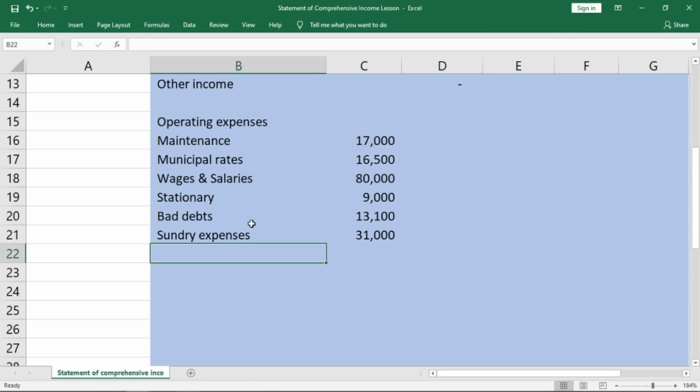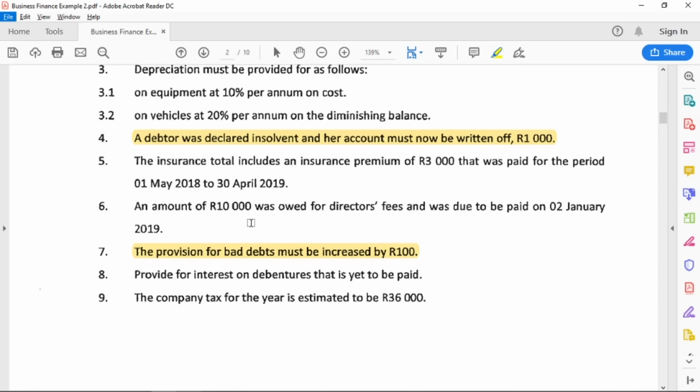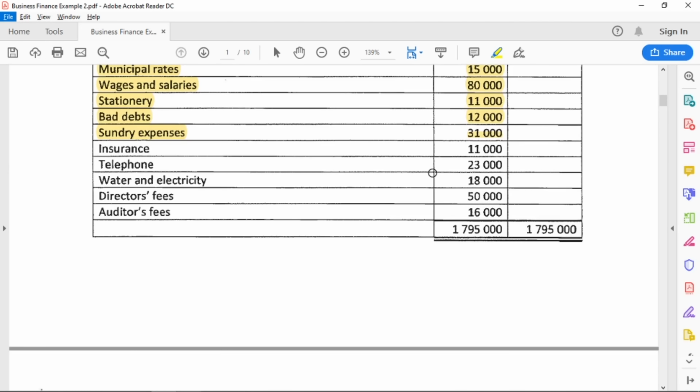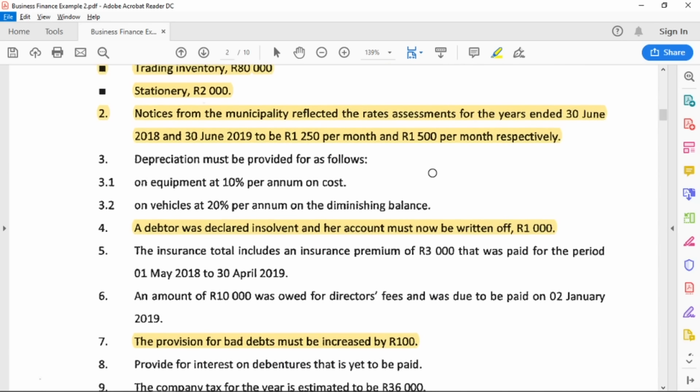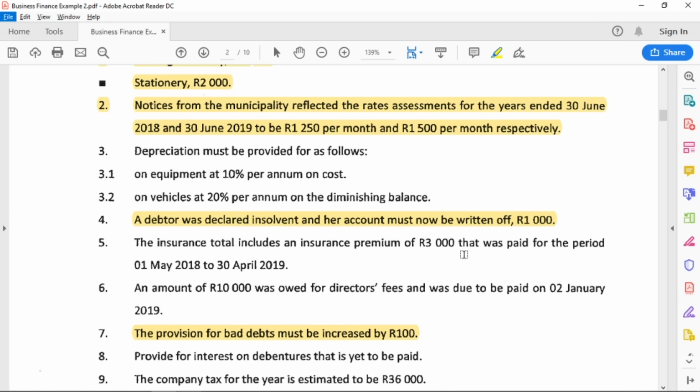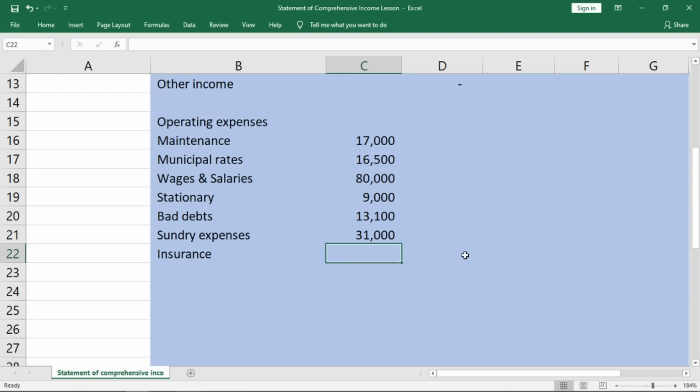So first let's write insurance. Remember, we are given an insurance figure here of 11,000 rand, and we're told inside that 11,000 rand it includes an insurance premium of 3,000 rand that was paid for the period 1 May 2018 to 30th of April 2019. So first let's calculate what we do not need during this period. Let me do that just outside over here. So I will take 3,000.